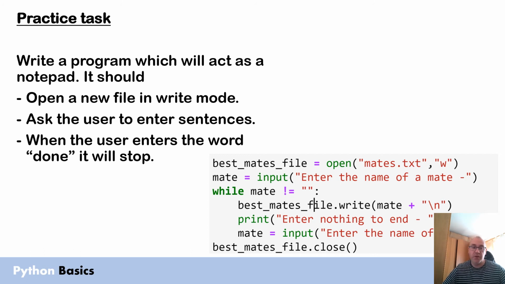they enter done. So you need to open a new file up, and that's going to be almost identical to this one. Then you're going to ask the user to enter a sentence, which is going to be almost identical to these two lines of code here. Then when the user enters the word done, it will stop, which is going to be very similar to this code here and this code here. And you always need to close your file regardless. So really this practice task is just getting you to take this code and adapt it slightly. The changes you need to make are actually quite small, but it's good practice just to get you to know which bits you would need to change in order to do something new.